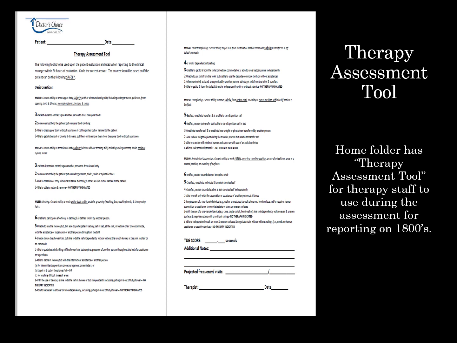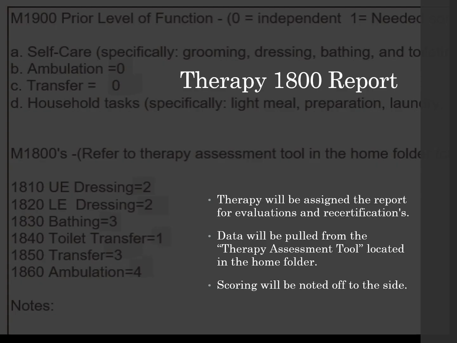Remember, the therapy assessment tool is in the home folder. Use this sheet and fill it out as you're assessing the patient. You can bring this back and enter that information into the 1800 therapy report. Remember that the therapy scheduler will schedule an 1800 report when an evaluation is performed.